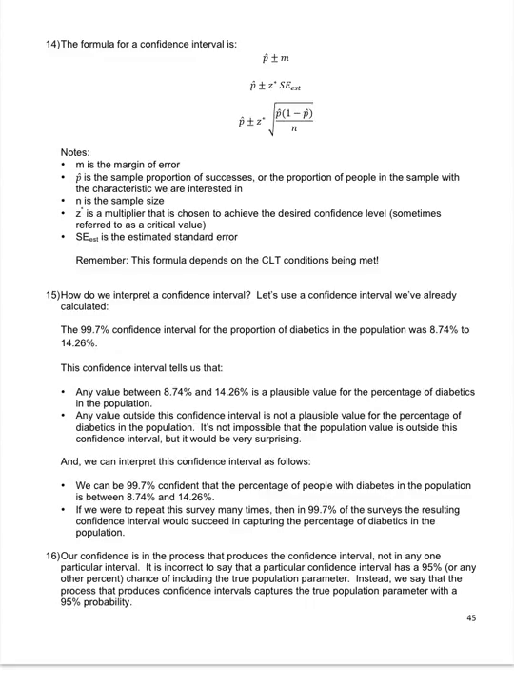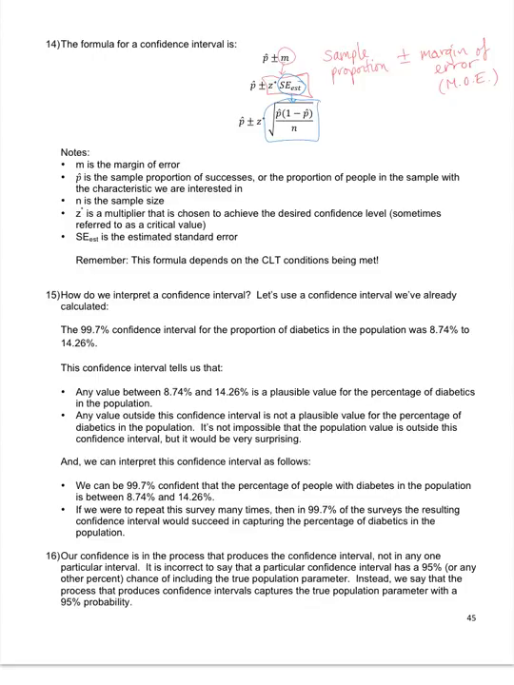Okay, so the formula for a confidence interval is p-hat plus or minus m, so that's your sample statistic, or sample proportion more specifically, plus or minus your margin of error, or MOE for short. Your margin of error more specifically is going to be a couple of estimated standard errors. So Z star tells you how many standard errors. And your estimated standard error is calculated with this formula, the same one we've been using.